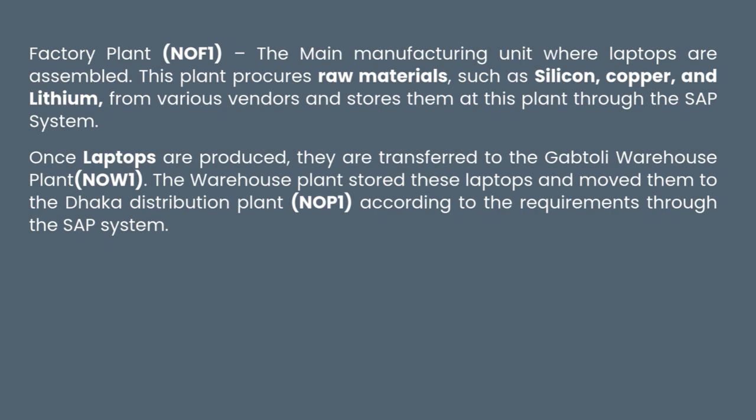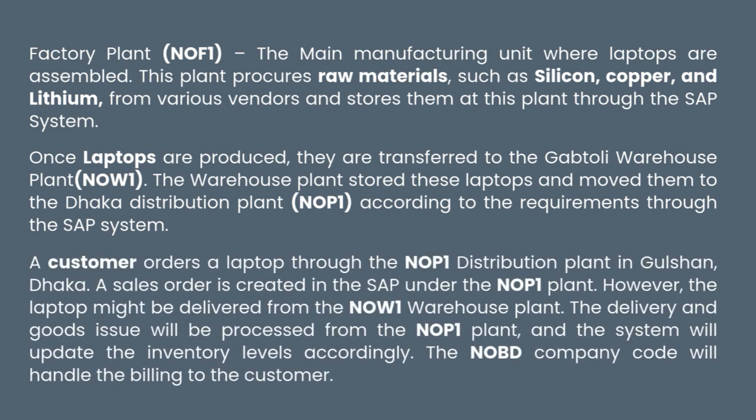The warehouse plant stored these laptops and moved them to the Dhaka distribution plant according to the requirements through the SAP system. A customer orders a laptop through the distribution plant in Gulshan, Dhaka. A sales order is created in the SAP under the NOP1 plant. However, the laptop might be delivered from the NOW1 warehouse plant. The delivery and goods issue will be processed from the NOP1 plant, and the system will update the inventory levels accordingly. The NOBD company code will handle the billing to the customer.